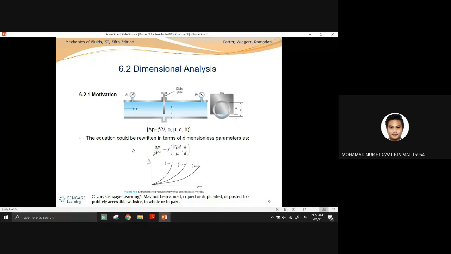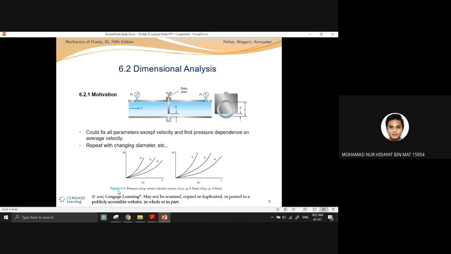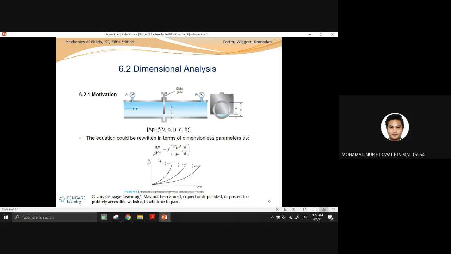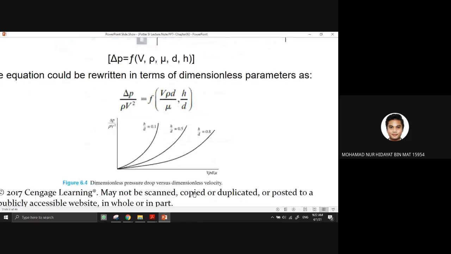However, if we use dimensional analysis, we can plot only one single graph that can cover the whole of those graphs. Right, that is the power of dimensionless analysis. Because you can see here in dimensional analysis, we have all the parameters embedded in one single graph.